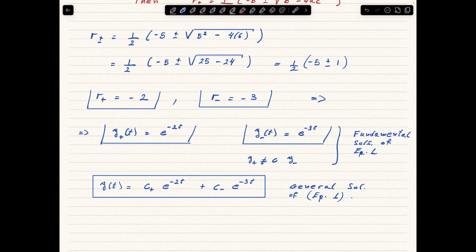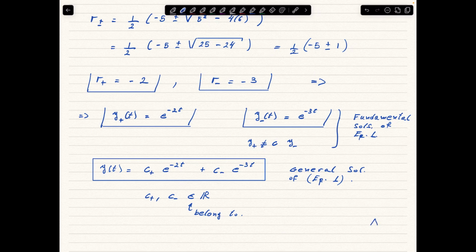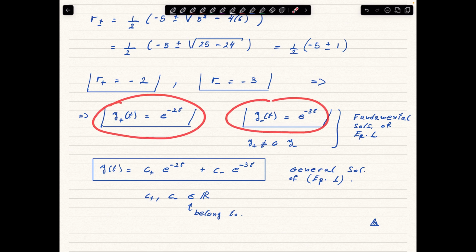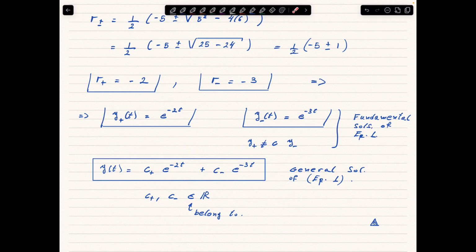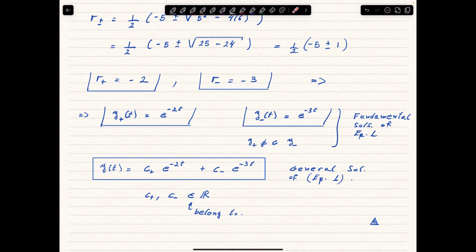See here, you see c plus and c minus are arbitrary constants. We say that by saying they belong to the real numbers and no condition. This symbol here is the symbol belong to. And we are done. That's the calculation. Because the equation is so simple, constant coefficients, homogeneous, we were able to just guess fundamental solutions, and because of that we got all the solutions of this particular example.